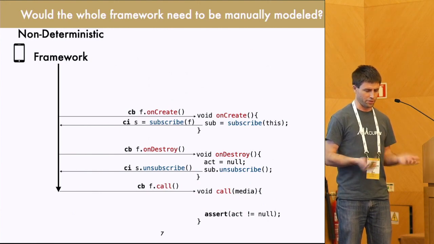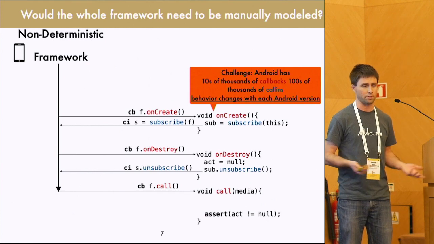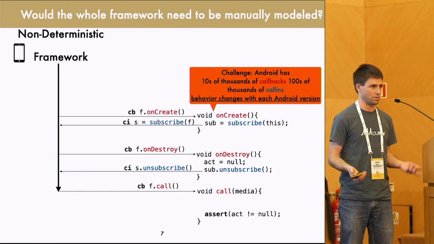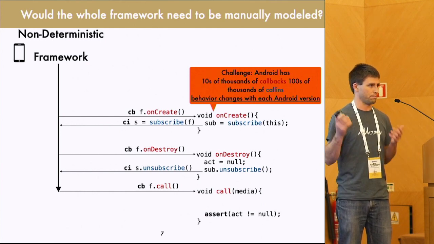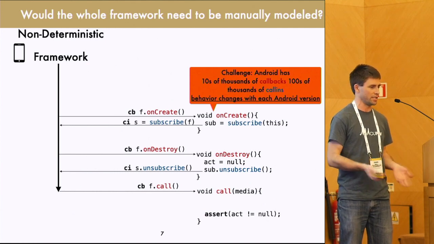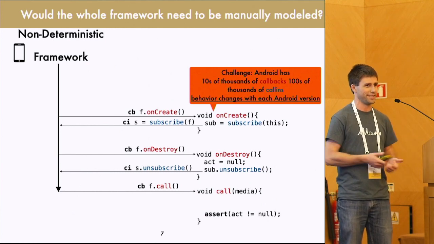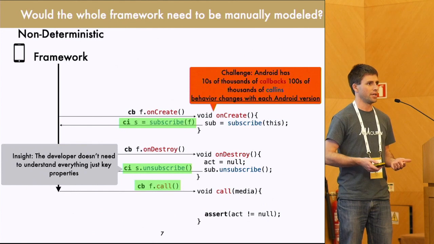And so the next question is, do you need to model the whole framework? This becomes important with Android because there's tens of thousands of callbacks and hundreds of thousands of methods that could affect the order of these callbacks. Writing down a model of this whole thing is a Herculean task. Nobody wants to do that. But one of our key insights is that you really don't have to.